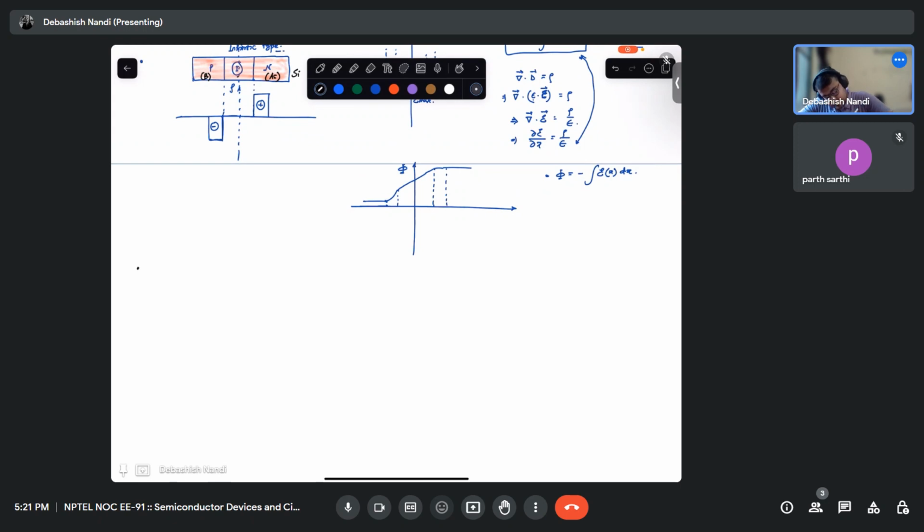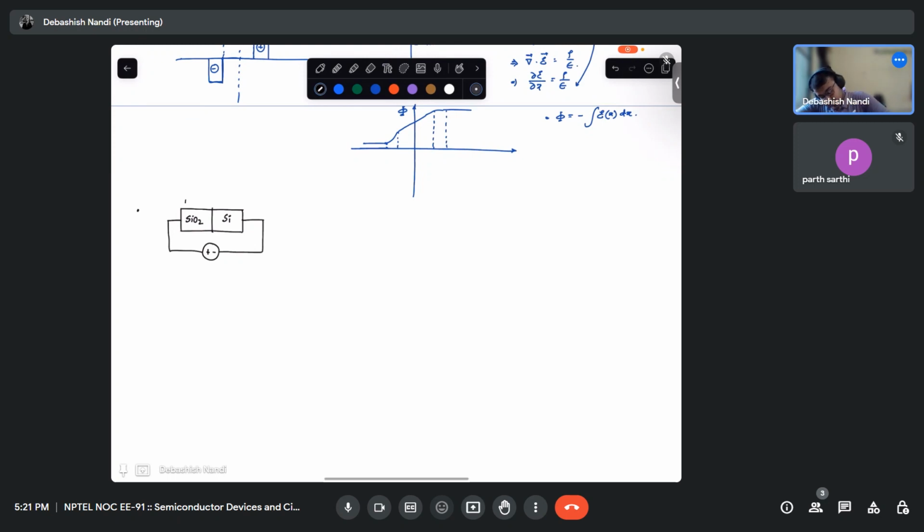Let us take another case. Let us take some SiO2 and silicon surface, okay? And let us apply some potential. This is your insulator. This is your semiconductor. Okay? And what kind of doping do you want to take? Let's say it is p-type doped. Okay?